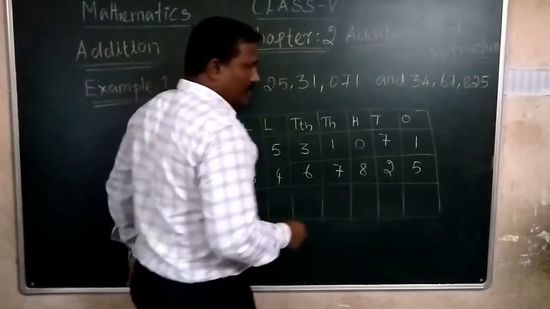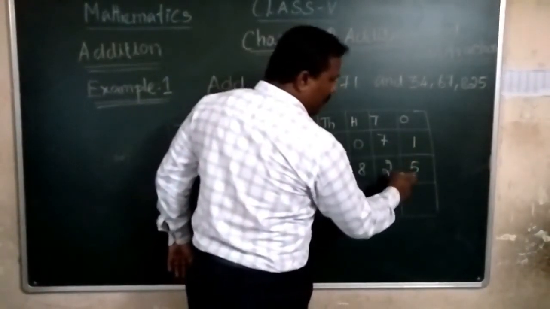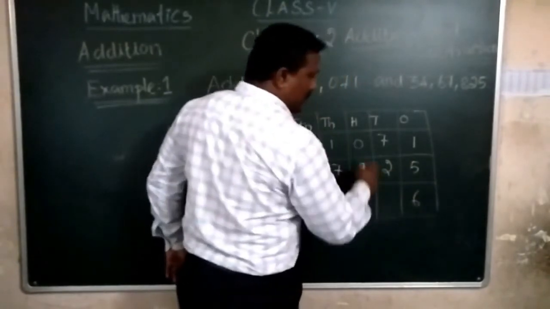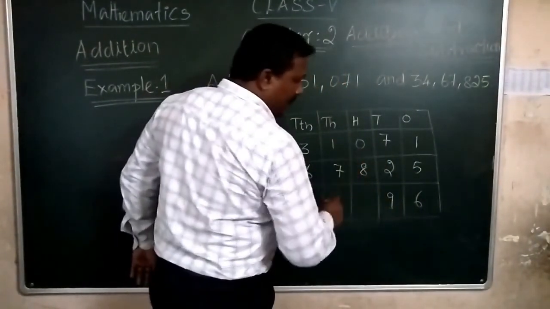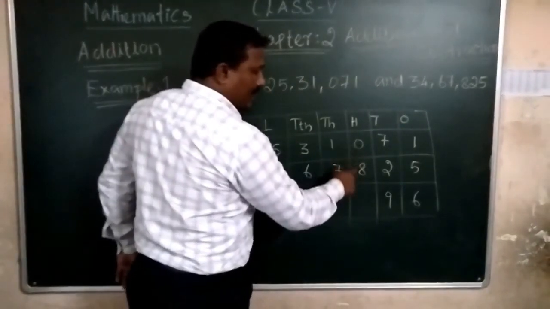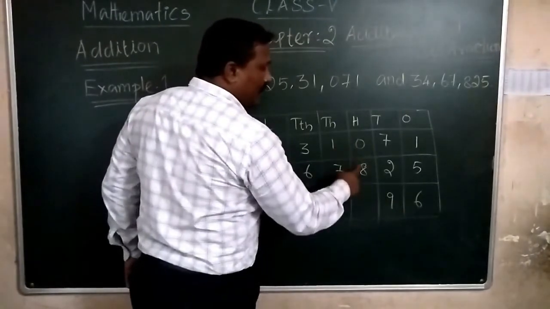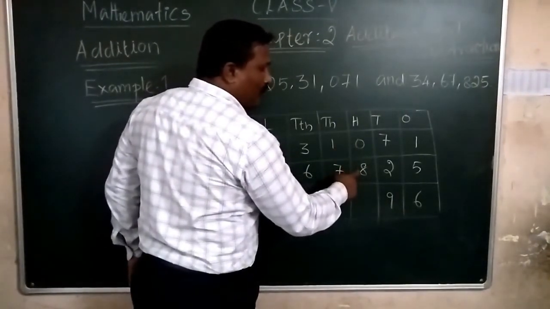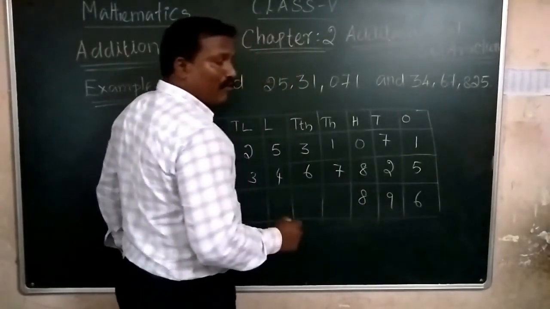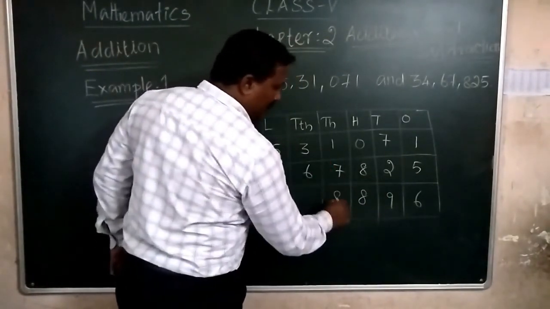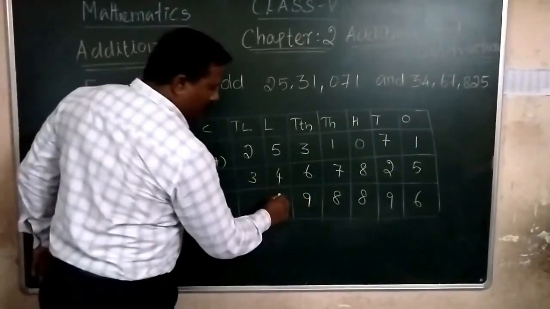Okay, so I am going to add. First addend, addend 2: 1 plus 5 is 6, 7 plus 2 is 9, 0 plus 8. If you see here the zero property, if you add any number to 0, or 0 to any number, we will get the number itself. So 1 plus 7 is 8, 6 plus 3 is 9, 5 plus 4 is 9.